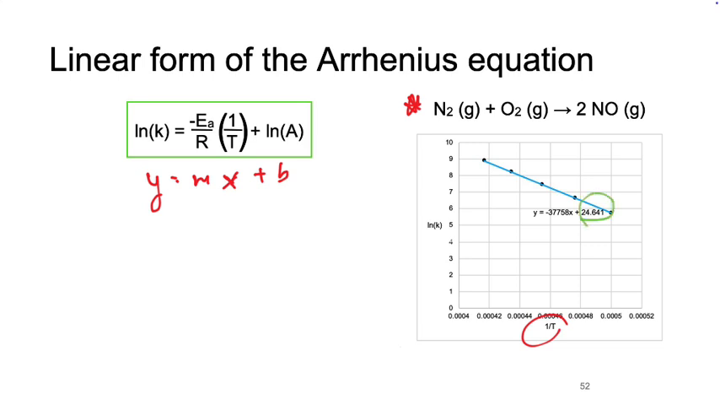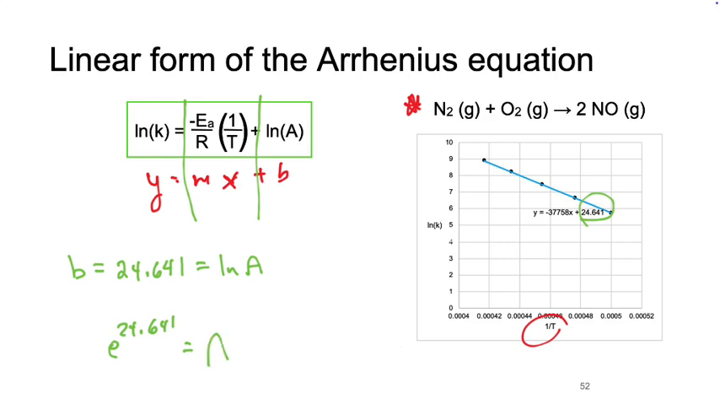Because I know the y-intercept, I know B is equal to 24.641, and that is equal to the natural log of A. That's the beauty of matching to the equation of the straight line. How do I get rid of the natural log? Do the e to both sides, and I get e to the 24.641 equals A. If I want an actual numerical value, I enter it into the calculator.